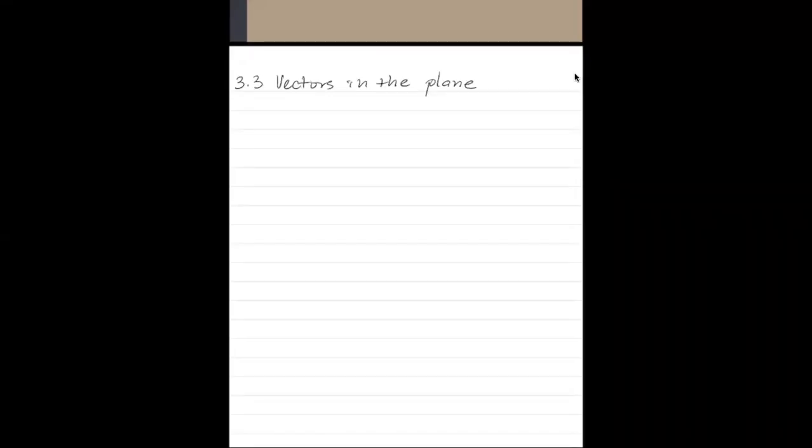3.3, vectors in the plane. So a vector is a directed line segment with initial point P and terminal point Q.